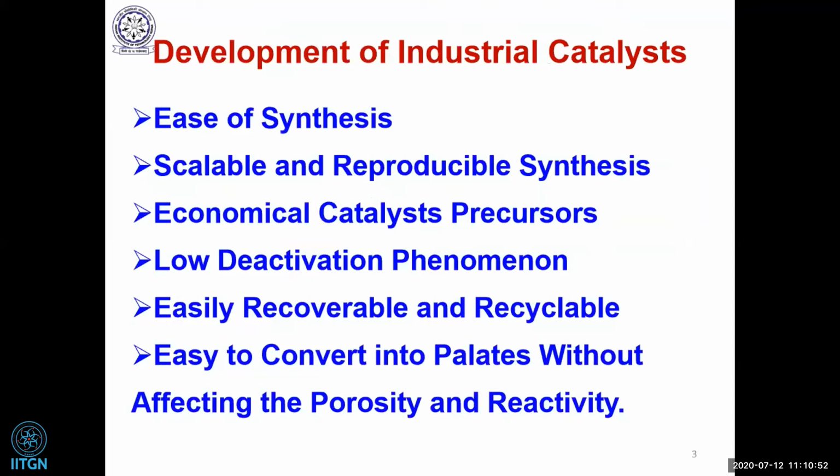When we are developing an industrial catalyst, there are a few things one has to keep in mind. The synthesis should be very simple, scalable and reproducible, and we should always employ economical catalyst precursors. A catalyst should exhibit low deactivation; most often it is better if it doesn't deactivate at all, and it should be easily recoverable, recyclable, and regenerable if required. And when we are working with vapor phase reactions, where we have to shape the catalyst into pellets and other forms, its porosity and reactivity should not change.